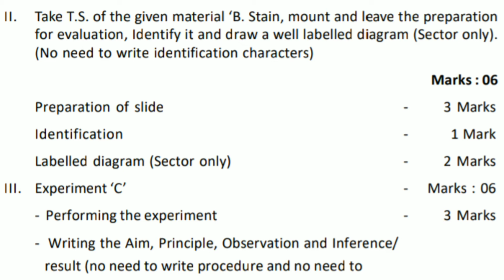But here the most important thing is that for performing the experiment in the C section, that is the physiology experiment, you will get 3 marks. For only doing the experiment you will get 3 marks. We won't write anything for that, but the aim, principle and observation details you have to write. Total for this section C is 6 marks.